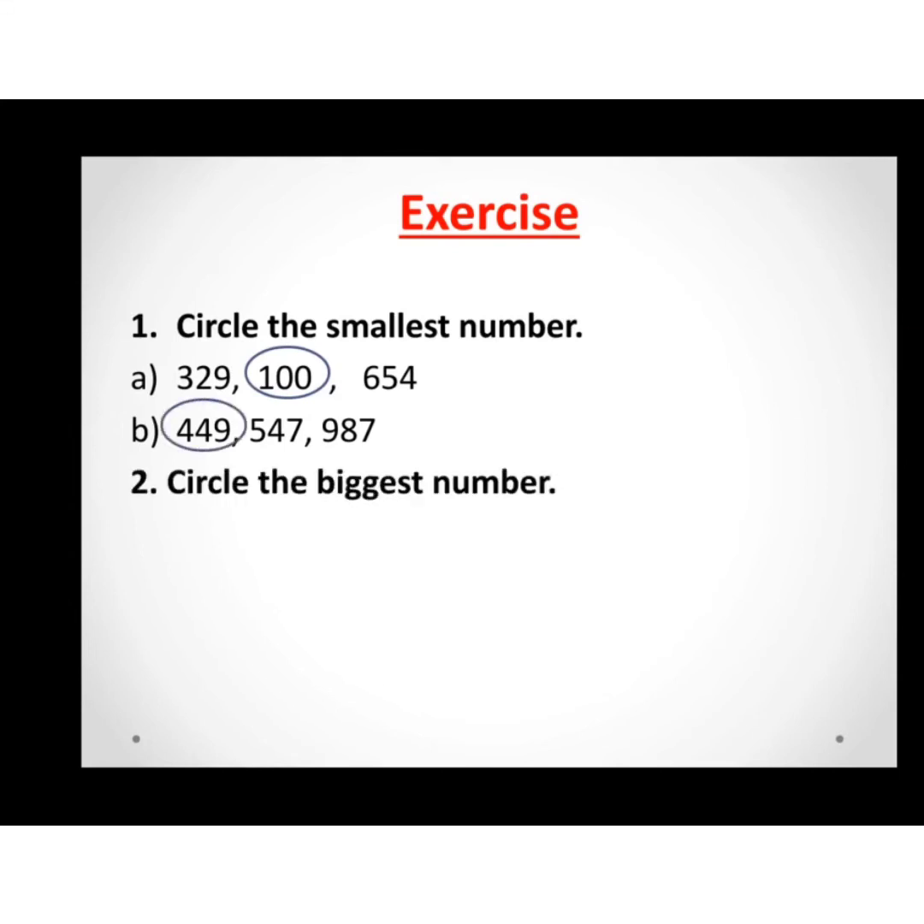Now question number 2. Circle the biggest number. 111, 899 and 321. Again we have 3-digit numbers. So by comparing the first digit of every number, we can find out the biggest number. Here 8 is the biggest digit, so 899 is the biggest number.